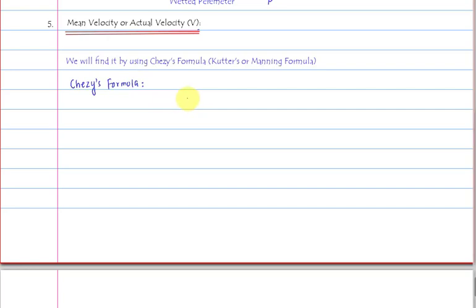What is Chezy's formula? Chezy's formula is V is equal to under root R multiply by S, and the unit of this velocity will be meter per second. And in this formula, what is R? R is representing the hydraulic radius, and what is S? S is bed slope.